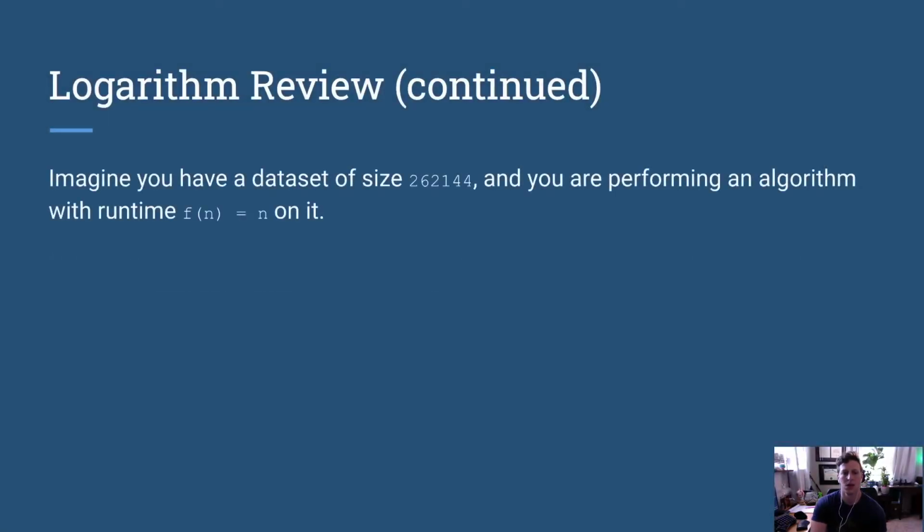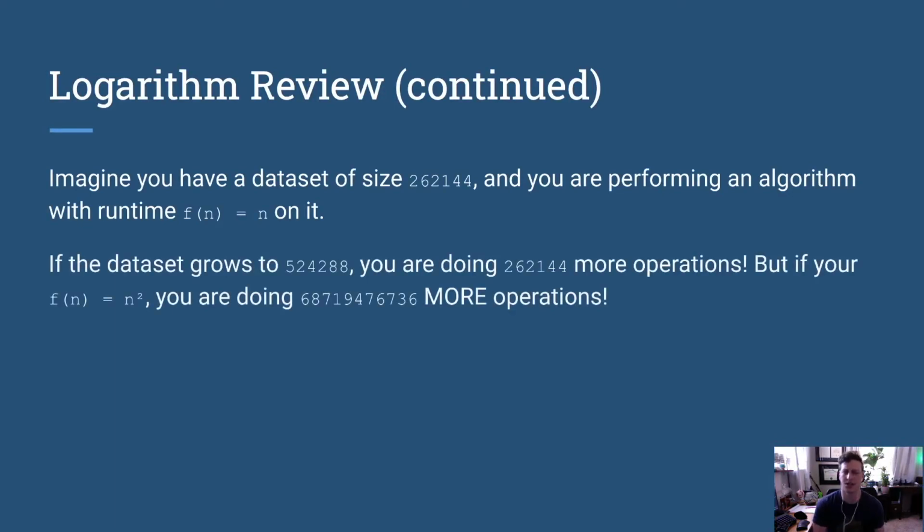All right, cool. And just to show the power of it, we kind of already described this in the phone book search, but no matter what I'm multiplying by 2, no matter what the original number is, my log answer just increases by 1, right? So imagine we have a data set of size 262,144, and I'm performing an algorithm described by the function f of n equals n. So I'm doing n checks, right? Or the runtime is n, proportional to the size.